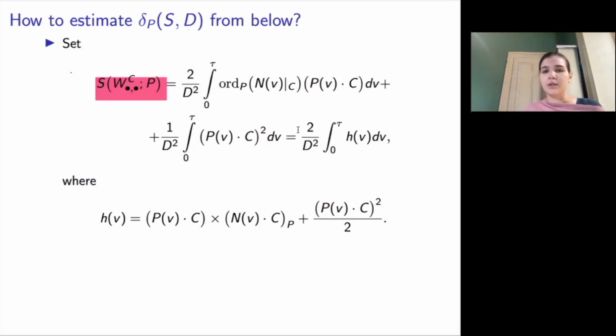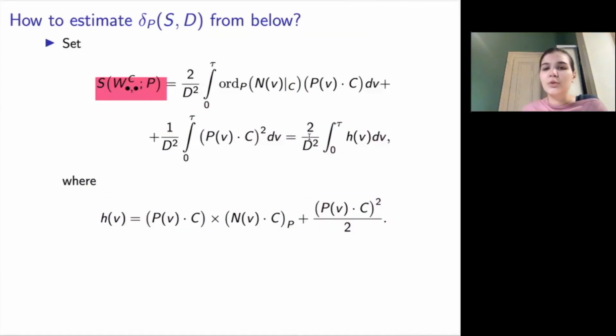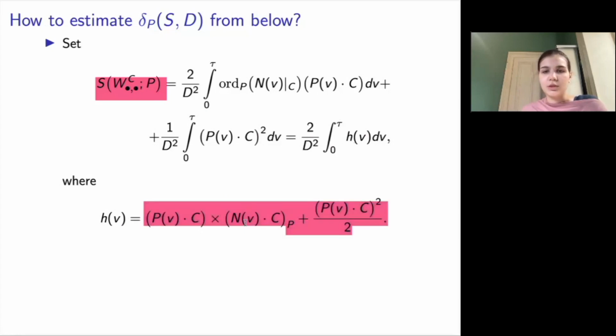So, this sum can be rewritten as 2 over D squared, sorry about that, 2 over D squared times the integral from 0 to tau, where our tau was the pseudo-effective threshold, of this function. Usually it is just a simple polynomial, which we can easily integrate and get our result. Not always, but usually it is.